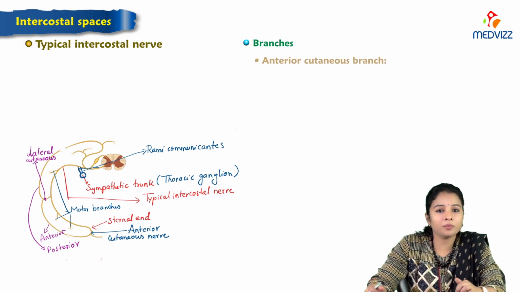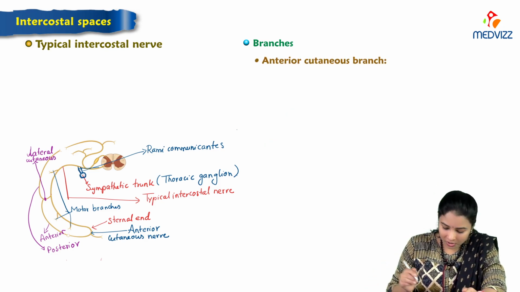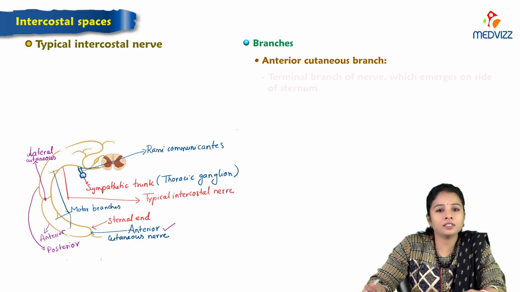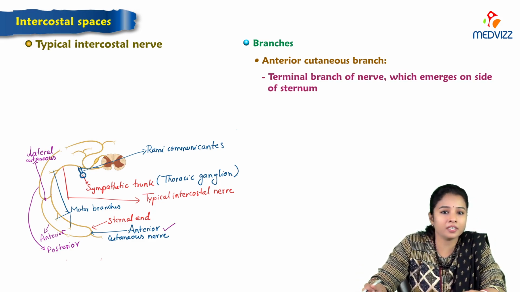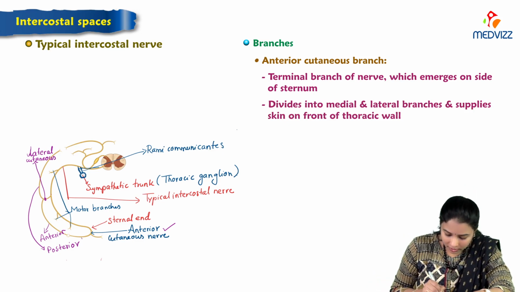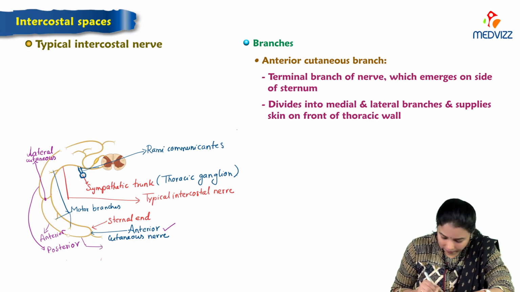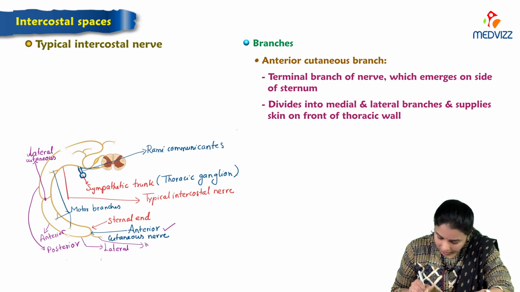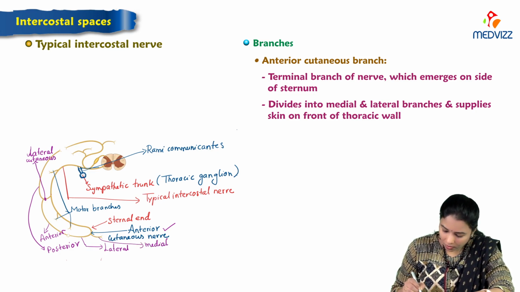And let's discuss the anterior cutaneous nerve, which we mentioned earlier. It is a terminal branch of the typical nerve which emerges on either side of the sternum, and it divides into medial and lateral branches and supplies the skin in front of the thoracic wall. So here is the lateral branch, and this is the medial branch of the anterior cutaneous nerve.